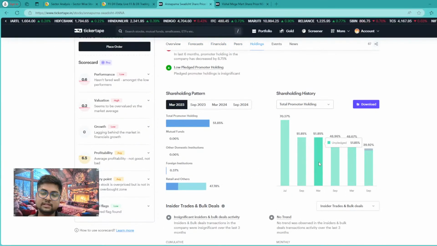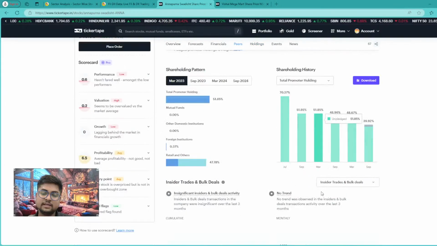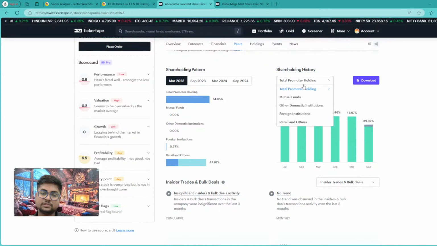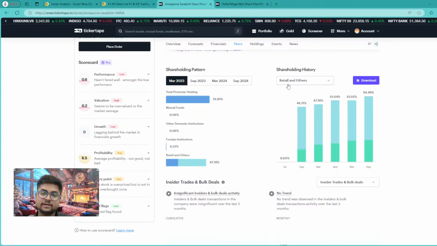Once the promoter holding was at 51.85%, it has decreased from July to September. There was a 20% decrease from promoters. So just have a look at where it's going, where the investors are, where the promoters are diluting its stock.